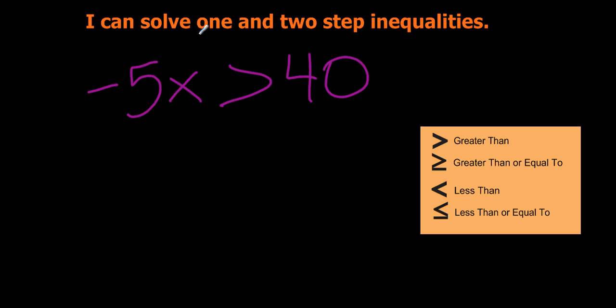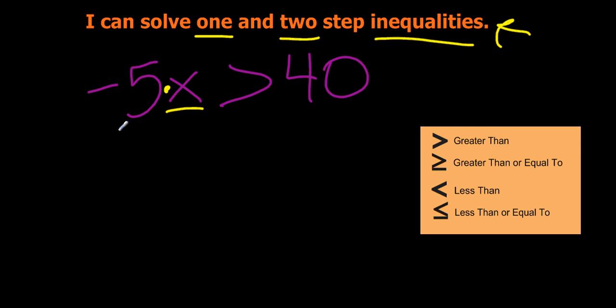Hello, math friends. Today we're going to solve one- and two-step inequalities. When I solve inequalities, I try and think a lot about the rules that I use for solving equations. When I solve an equation, I'm trying to get an x, or a variable, all by itself on one side of my equation. And usually when I write my answer for inequalities, I want that variable to be on the left-hand side. To do that, I'm going to use my inverse operation.